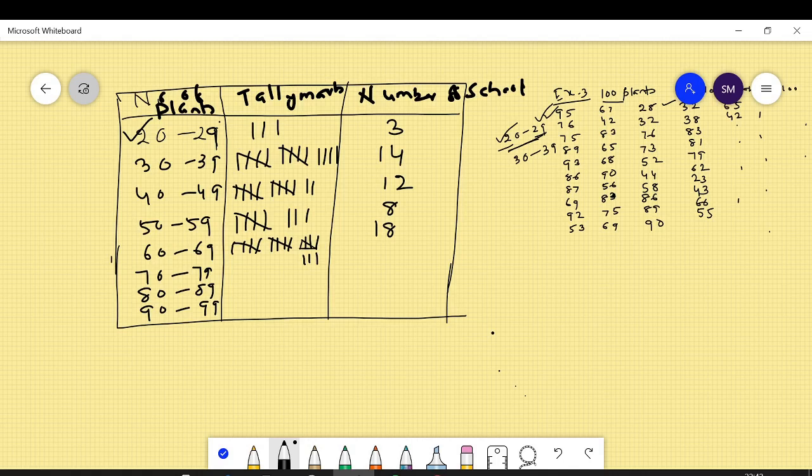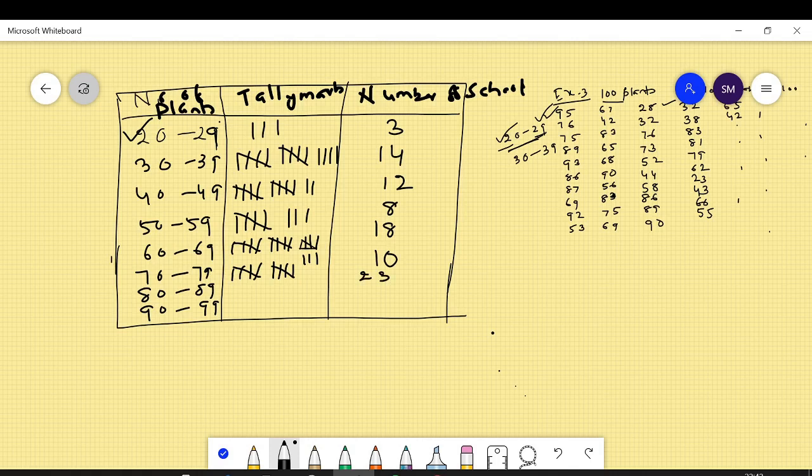Then next 70 to 79. How many schools? 10 schools. It can be represented in tally marks as 1, 2, 3, 4, 5 and another 1, 2, 3, 4, 5. Then next 80 to 89. How many schools were able to survive? 23 schools. This is the highest.